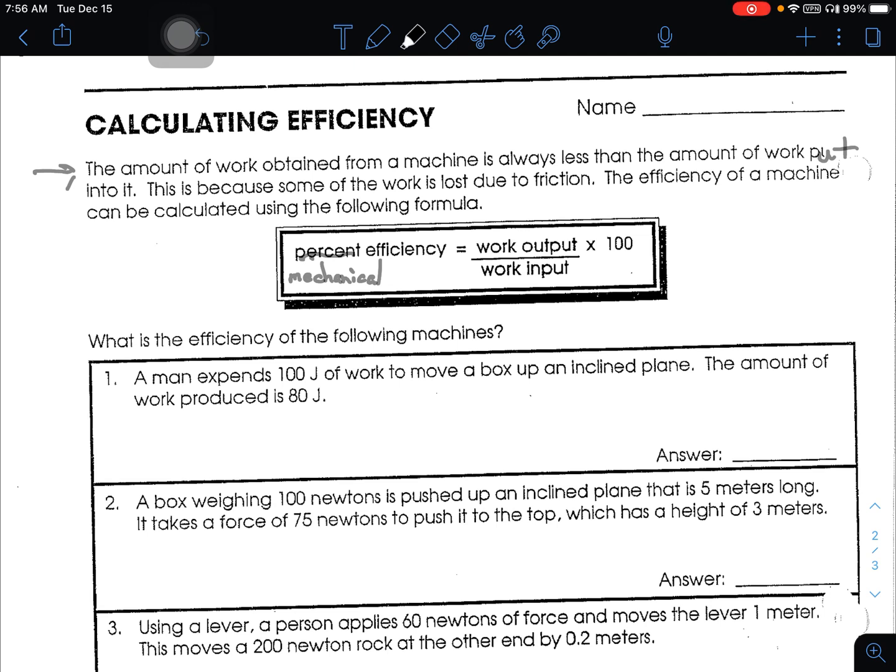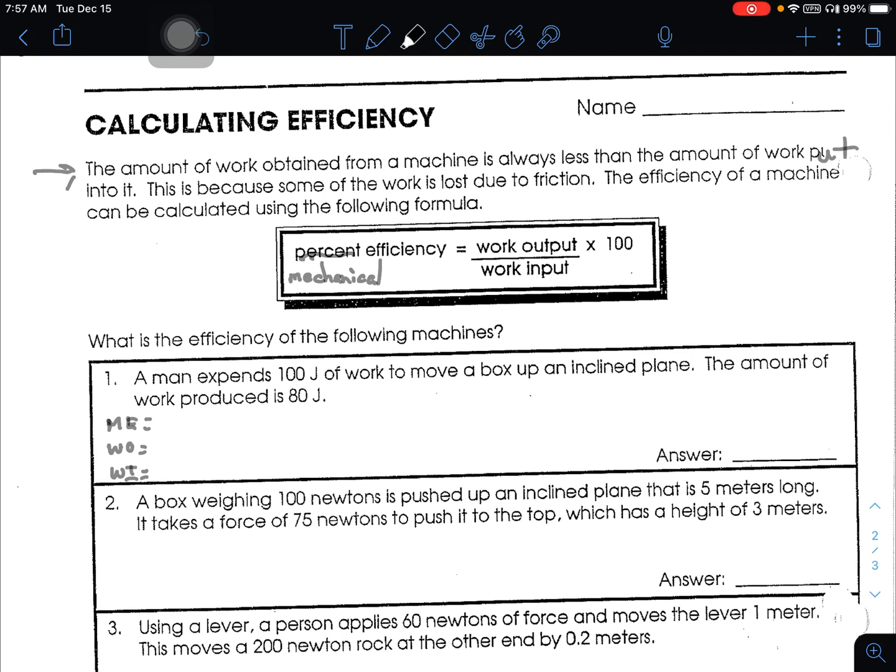Number one, a man expends 100 joules of work to move a box up an inclined plane. The amount of work produced is 80 joules, right? So I'm going to do these problems. Remember how we did write all our variables over here? So I'm going to write ME, WO, and WI. Okay. Now, this problem is pretty direct.